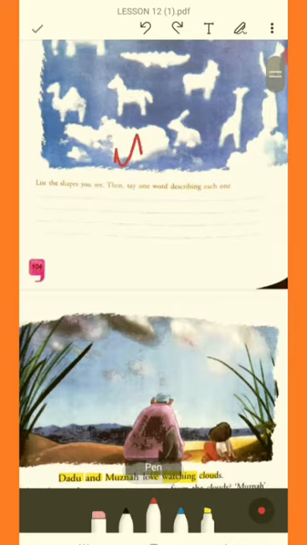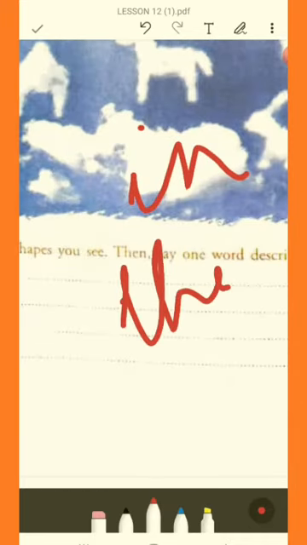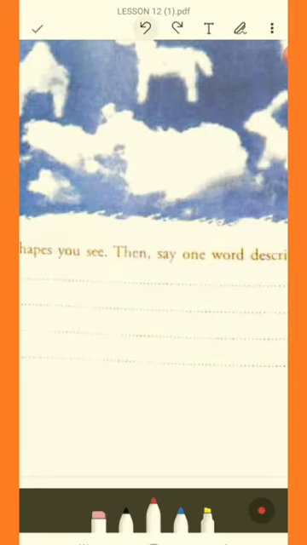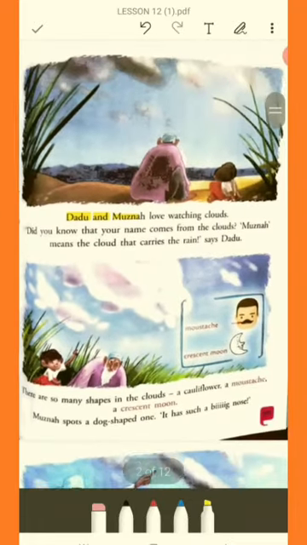In the sky. In the where? In the sky. And what do the clouds bring us? They bring us rain, isn't it? No clouds, no rain, no plant, no food. What will you do? So rain is very important, right?